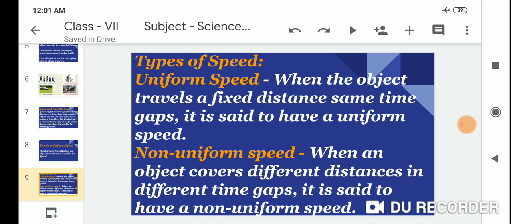Uniform speed: when the object travels a fixed distance in the same time gap, it is said to have uniform speed. Uniform speed means it is fixed. Non-uniform speed: when an object covers different distances in different time gaps, it is said to have non-uniform speed.